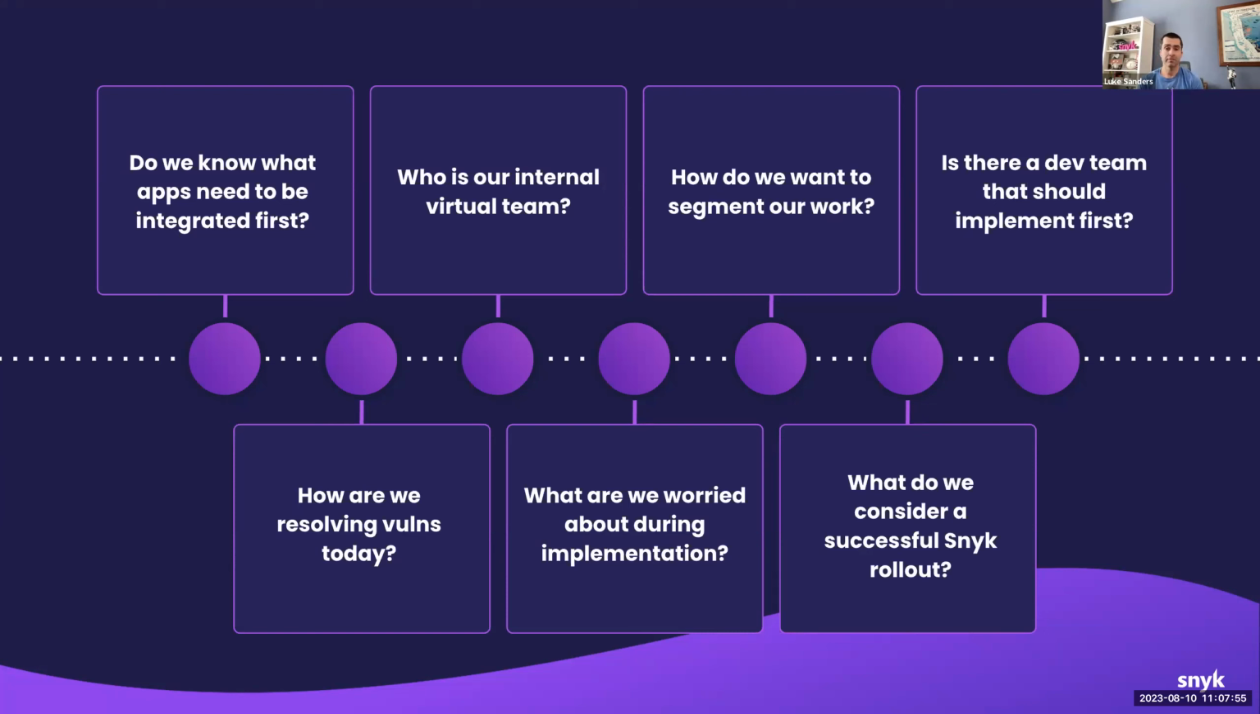And then is there a dev team that should go first? So think of some friendlies. Is there a group that is interested in application security and maybe they've expressed some interest in getting involved, or maybe they're tied to that particular critical app? Typically, you want to start there, work with them, get that buy-in, see how it's going, and then you kind of continue to roll it out to the rest of your teams.